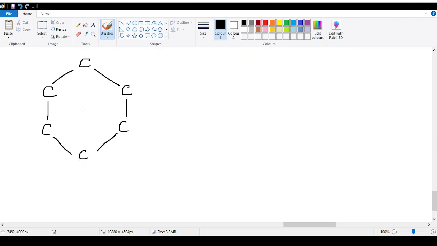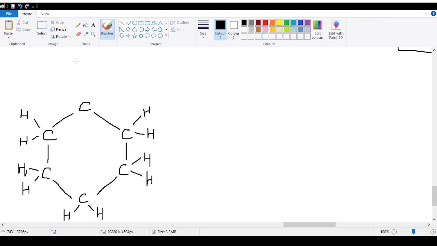Okay, so this is a cyclic compound, and this is a cycloalkane, and each carbon has 2 hydrogens. Here, this one has 2 hydrogens, this one has 2 hydrogens, and this one will also be joined with 2 hydrogen atoms. So what do you think about the hydrogen atoms? Obviously, there are a lot of them. Do you think that they all have the same environment or a different chemical environment?